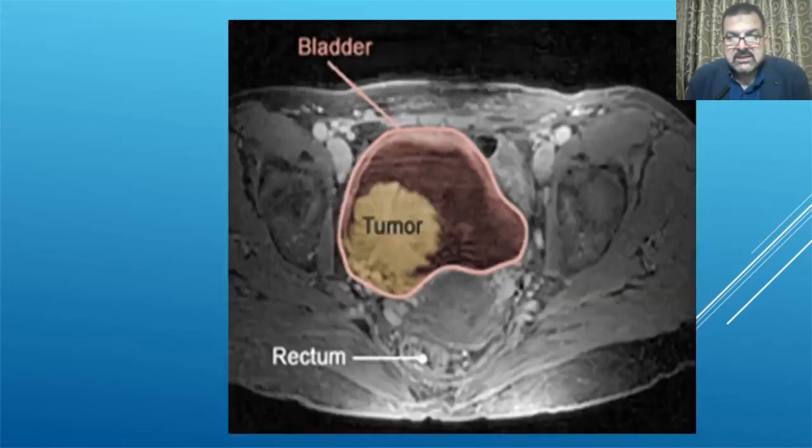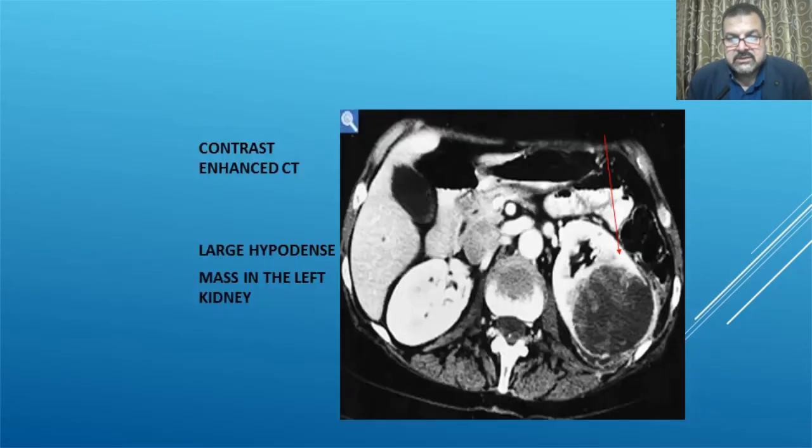This is an example of a tumor in the bladder. This is a renal mass, as you can see, left renal mass.